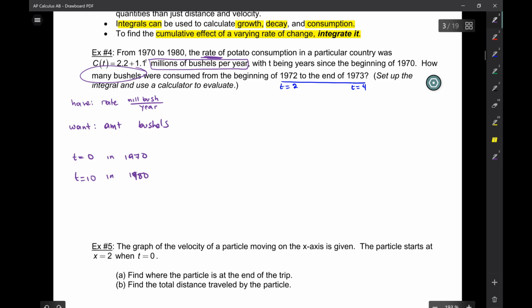Okay? So we're going to set up the integral. We're going to go from 2 to 4. Now remember what we said we had to do? We had to get the rate and multiply it by time. Well, what is the rate, you say? 2.2 plus 1.1 to the power of t. Right? How do I multiply this by time? I say dt. Right? dt, that's time. This is the rate times the time. I'm going to get bushels. Come on, that's cool. Tell me that's cool.